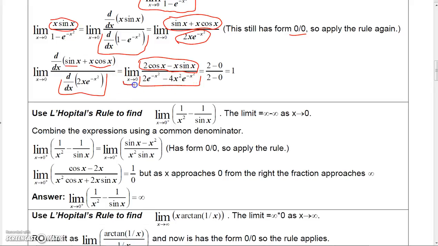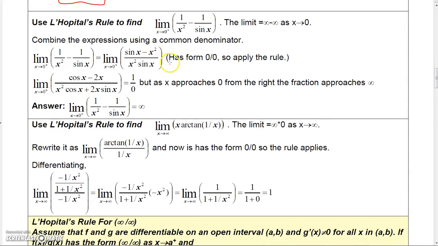Now, as x approaches 0, the top's going to give you 2 times cosine of 0, which is 2, and the other term's just going to go to 0, so the top's 2 minus 0. And on the bottom, as x goes to 0, I get 2 times e to the 0, which is 2, and then minus this is going to be 0 when x goes to 0, so the bottom's going to be 2 minus 0. So I get 2 over 2, which is 1.